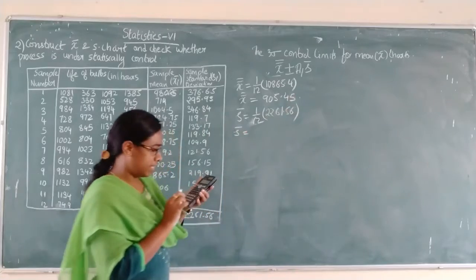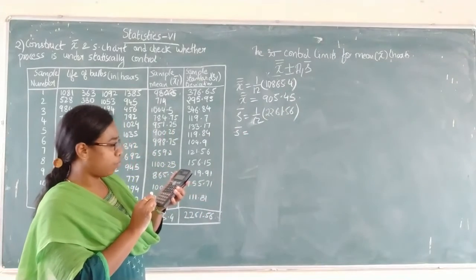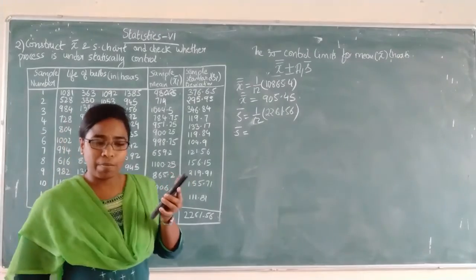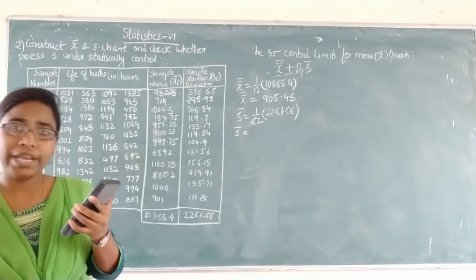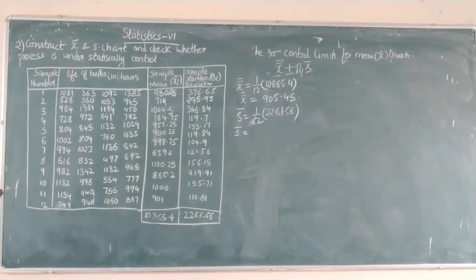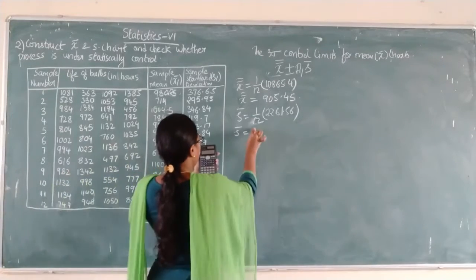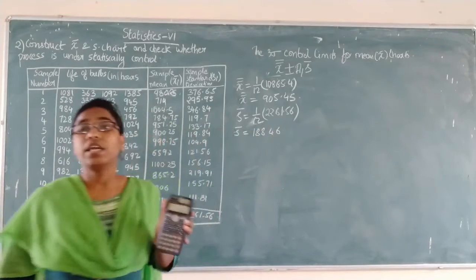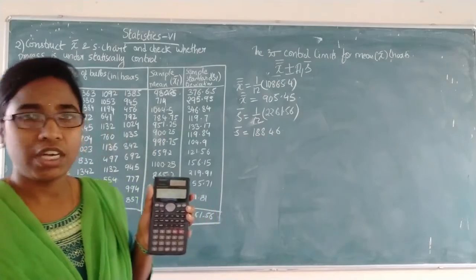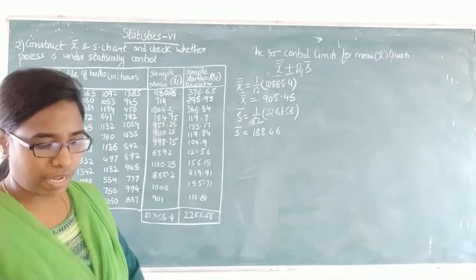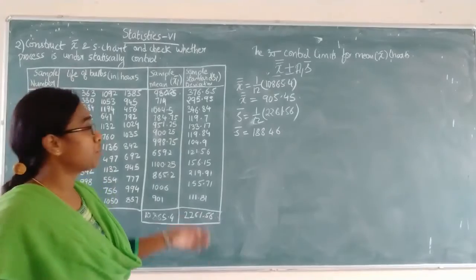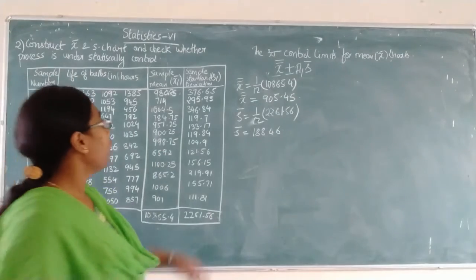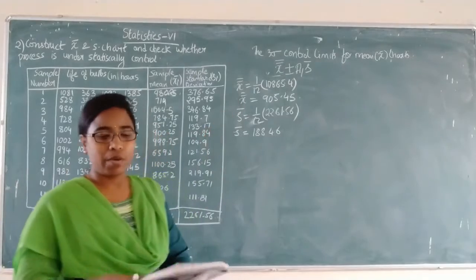Next, similarly find s bar also. So s bar is 2261.56 divided by 12, you will get 188.46. So write down the value of s bar also, 188.46. So these are the values for the mean chart, x double bar and s bar. Next, these values you will be substituting in the control limits. For control limits, you have x double bar value and s bar value also.